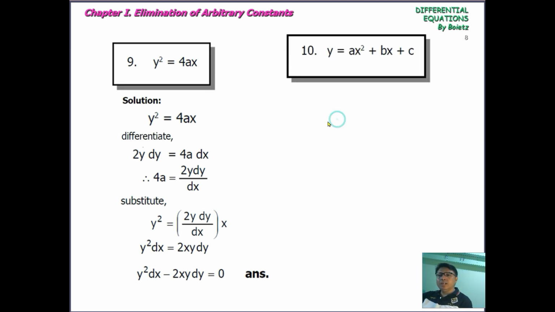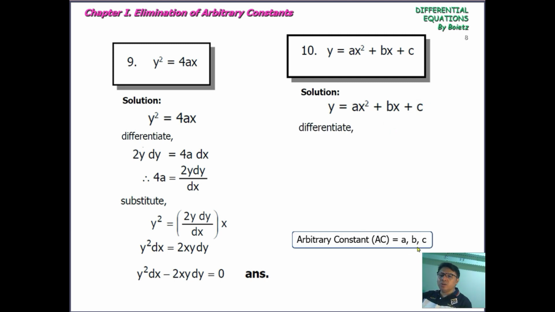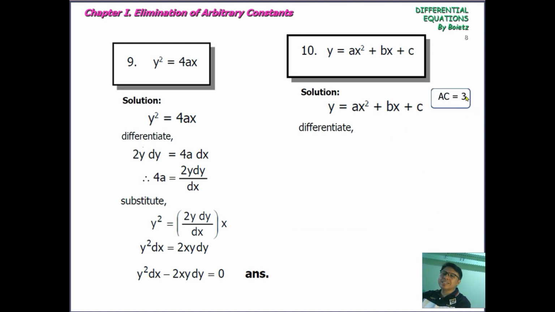Next, y is equal to ax squared plus bx plus c. No parameter is mentioned here, so you have three arbitrary constants: a, b, and c. So you will differentiate this thrice. For the first differentiation, y prime, the derivative of x squared is 2x. We will use y prime here instead of dx, because we will differentiate three times.